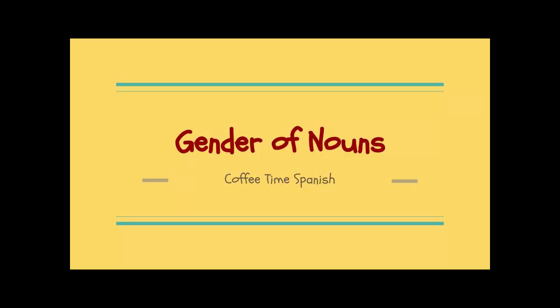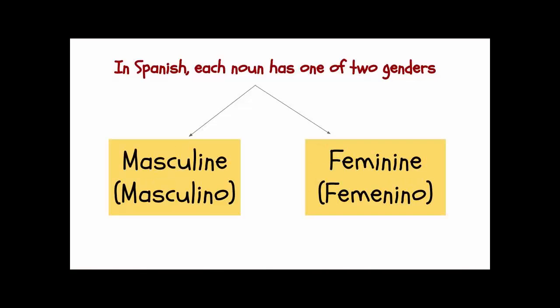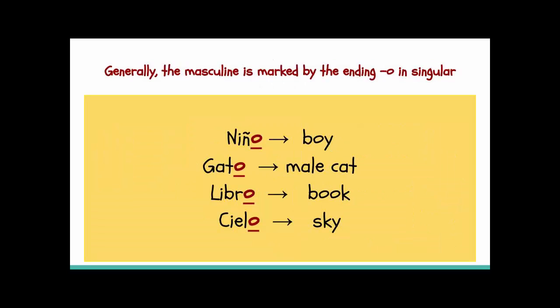Hi guys! In this lesson, I wanted to talk to you about the gender of nouns in Spanish. Each Spanish noun has one of two grammatical genders. It has to be either masculine or feminine. Usually, the masculine is marked by the ending O in singular. Here we have some examples of masculine nouns. Niño, gato, libro, cielo.